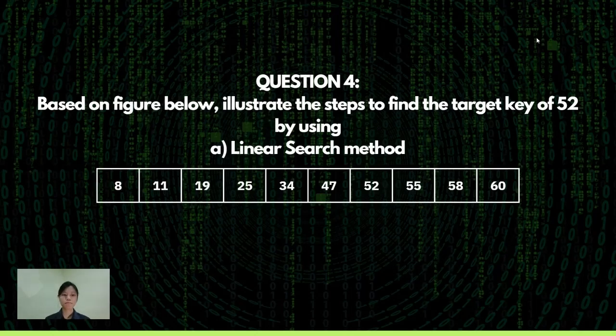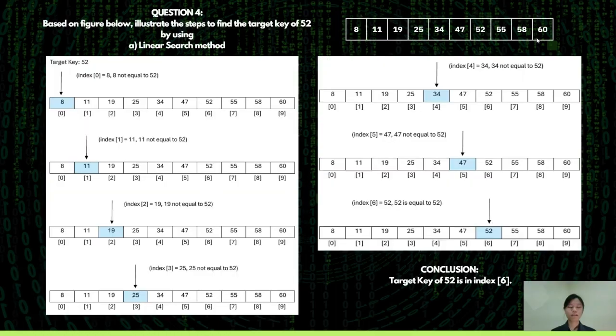Now I'm going to explain question 4. The question is based on the figure below. Illustrate the steps to find the target key of 52 by using the linear search method. From here, we know we have to find the target key, which is 52.